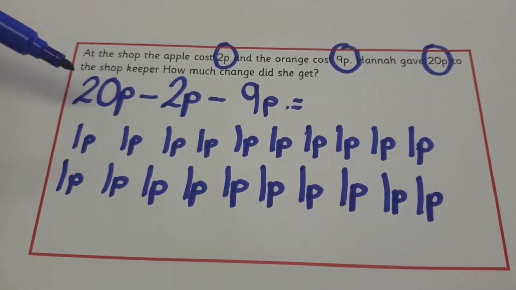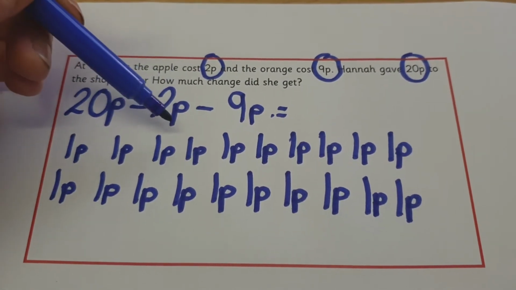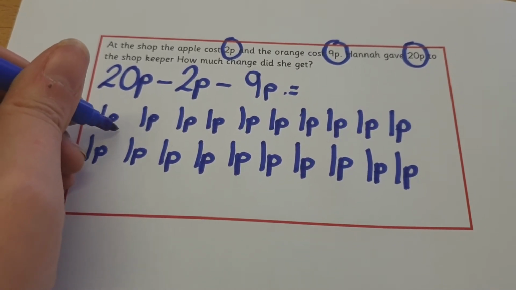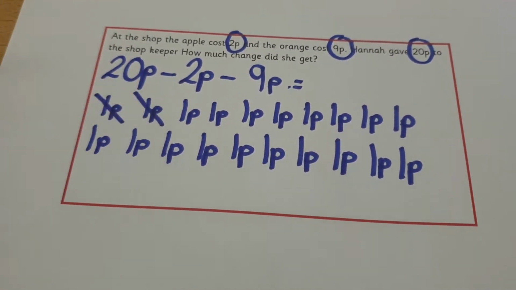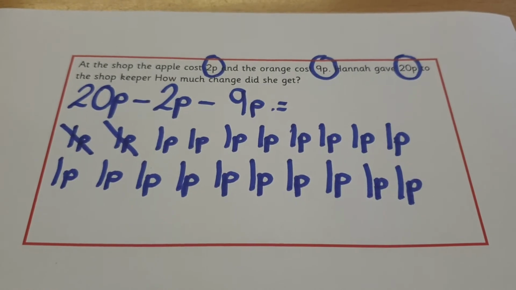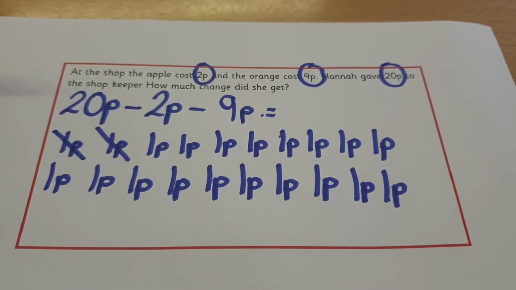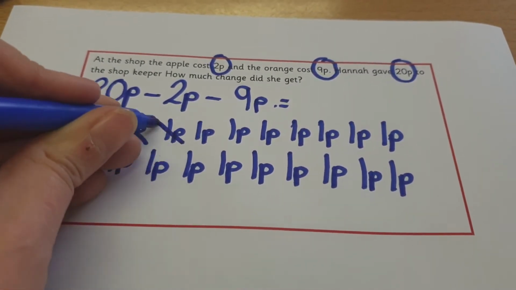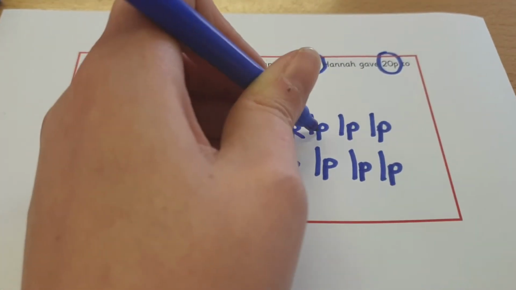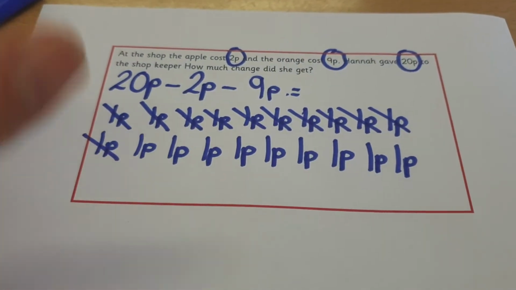So, Hannah had 20p. And she started by taking away how much? How much did she take away first? Well done. She took away 2p. Should we cross 2p out then? Are you ready? 1p, 2p. What have I got to take away now? Well done. I've got to take away 9p because she also bought the orange. And that was 9p. Are you ready to help me? 1p, 2p, 3p, 4p, 5p, 6p, 7p, 8p, 9p.